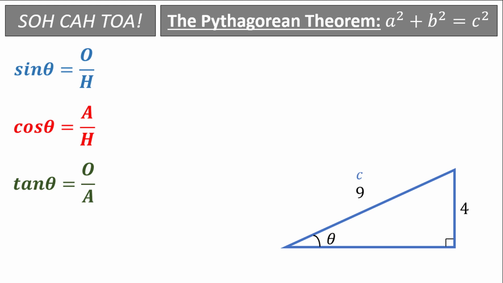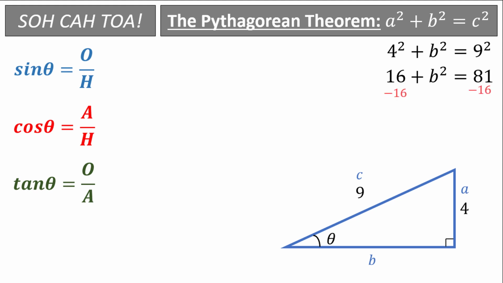4 is one of the legs, which we can label as a, and the missing side is the other leg, which we can label as b. Plugging into the formula, we have 4 squared plus b squared is equal to 9 squared. This simplifies to 16 plus b squared is equal to 81. Subtracting 16 from both sides, we have that b squared is equal to 65. Taking the positive square root of both sides, we get that b is equal to the square root of 65.